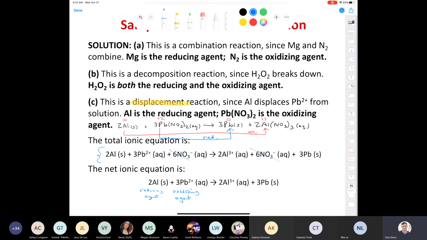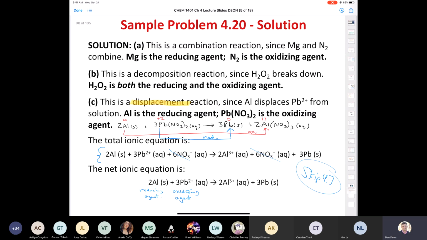The last part of chapter 4 is section 4.7. We're going to skip that part entirely, so you can just skip section 4.7. I'm never going to ask you about anything in that section.